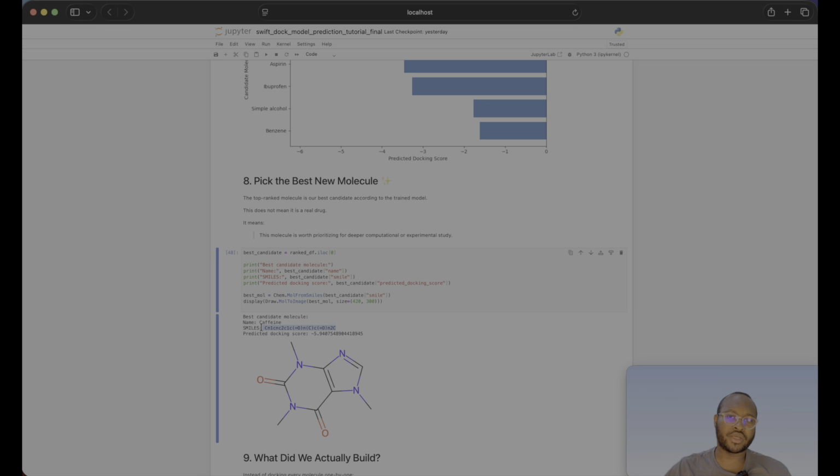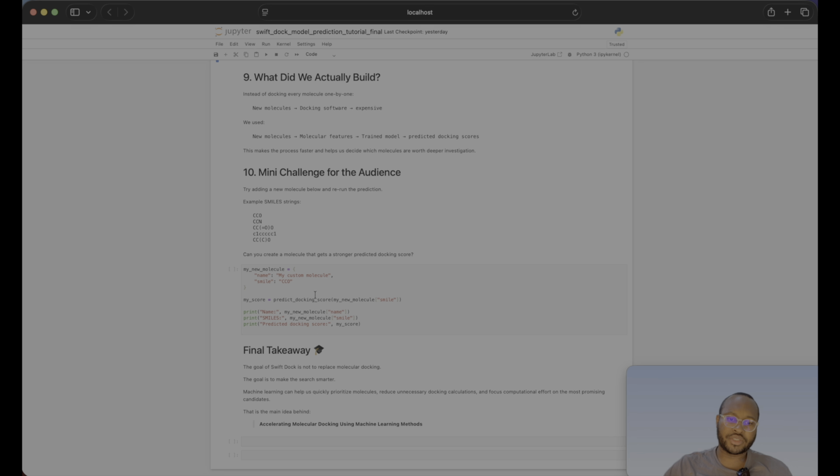This is the SMILES. So instead of docking it, we just use a model which can predict the docking score very fast. Okay, so this is a mini challenge for you that you can use.